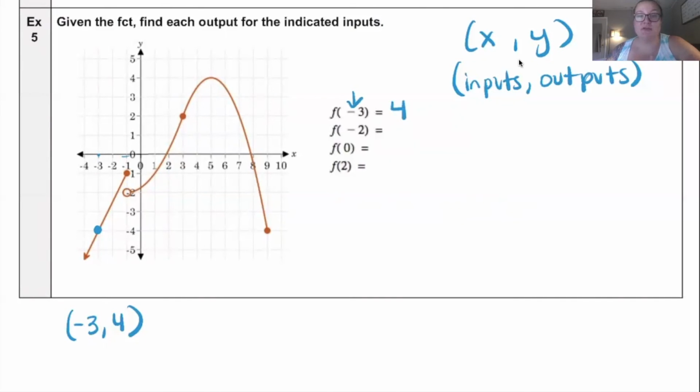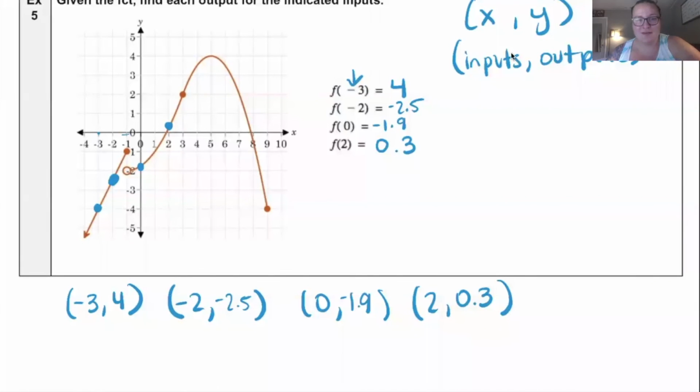Now do the same for -2, 0, and 2. I'll give you a hint for -2. For -2, you're going to find where that point is on the graph. So when x is -2, it leads me to this point. If it helps, think of that point as an ordered pair and find your output. As you can see, for f of -2, I got -2.5. For f of 0, -1.9. And for f of 2, 0.3.